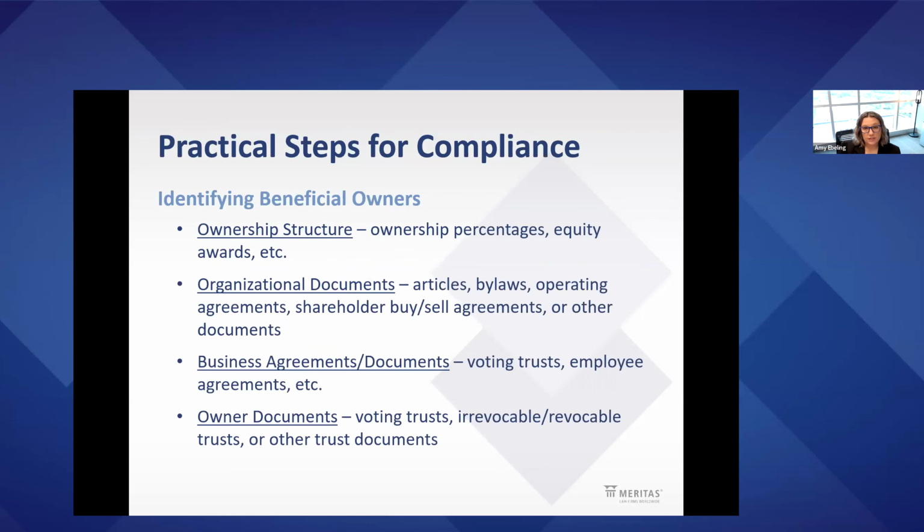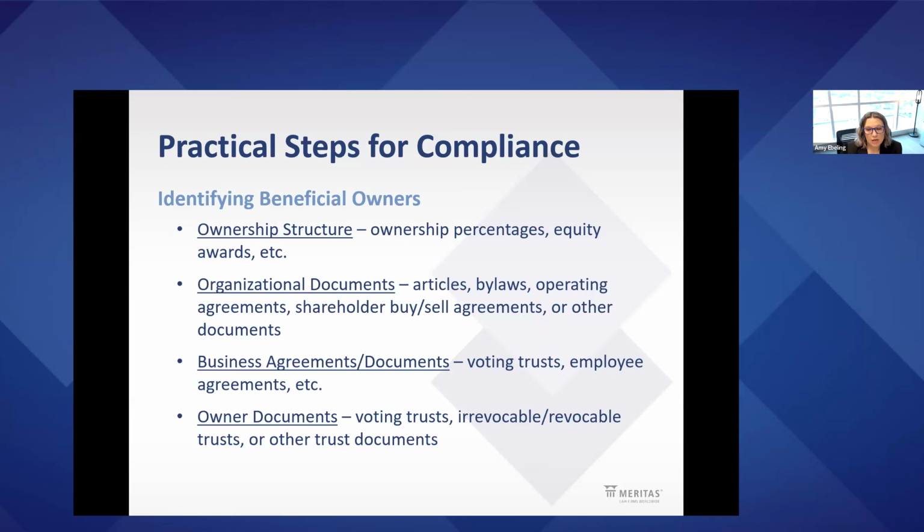So let's pretend for a second you've done those two steps and you've determined that you have a filing obligation and you don't meet any of the exceptions. What is the next step? The step is to identify your beneficial owners. Jake went through the definition. So the first step is looking at your ownership structure, looking at ownership percentages, looking at equity awards. It's somebody who controls or owns not less than 25%.